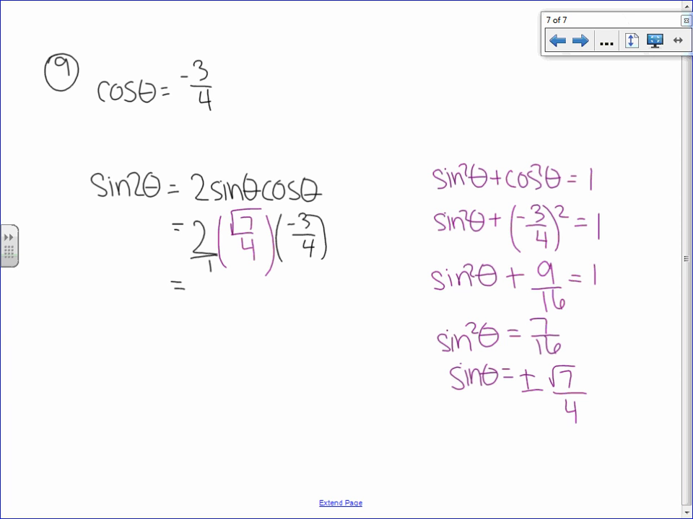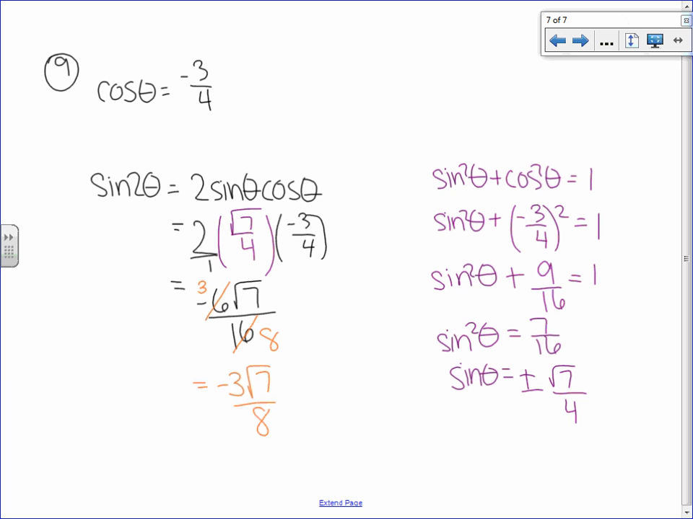And then, remembering that's over 1, I can multiply straight across the top, straight across the bottom. Straight across the top will give me negative 6 times the square root of 7. And straight across the bottom will give me 4 times 4, which is 16. And you are not done because I'm pretty sure 2 goes into both of those. 2 goes in here 3 times, 2 goes in here 8 times. So your final answer should be negative 3 square root of 7 over 8.